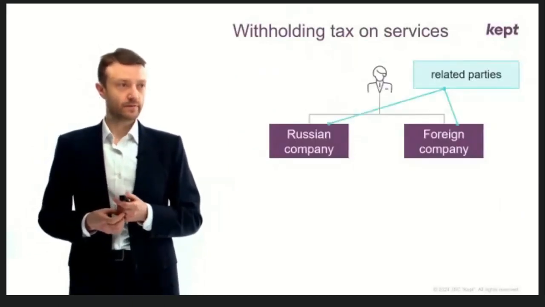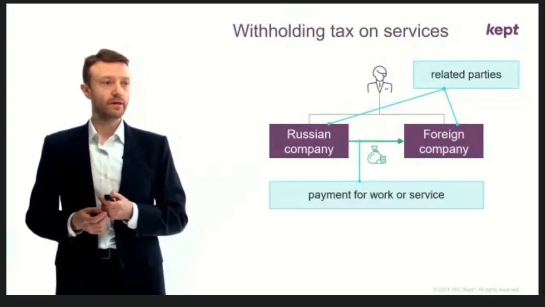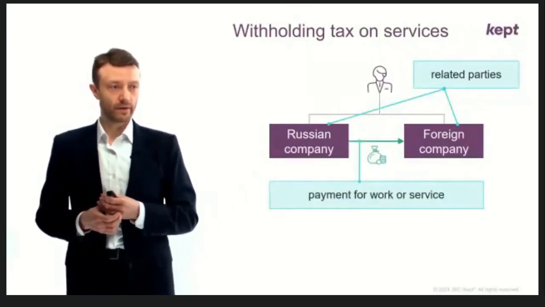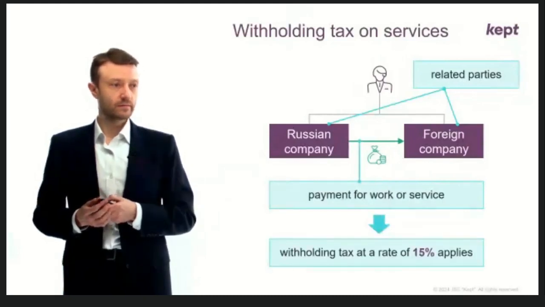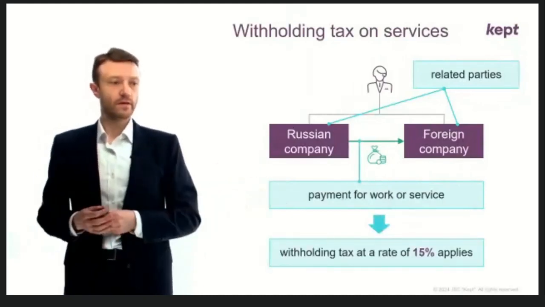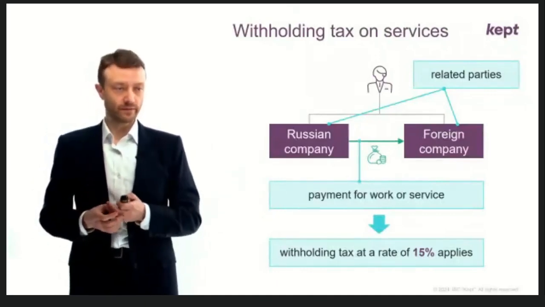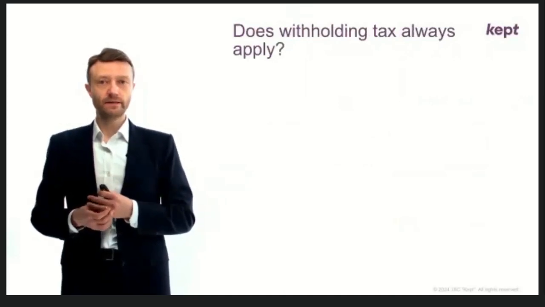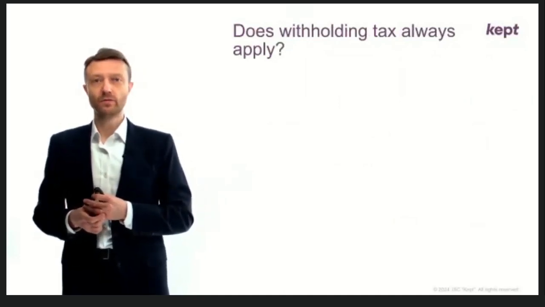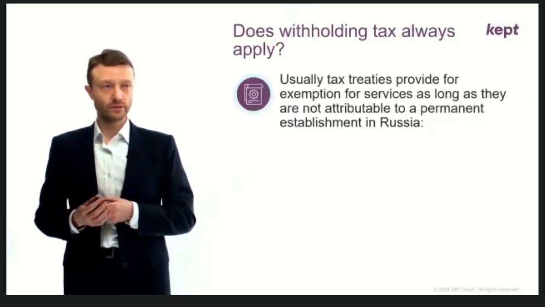Again, the example is very simple. If we have two companies, a Russian and a non-Russian company, and the former pays for services to the latter, then if they are related, withholding tax applies, and the withholding tax rate due is 15%. Okay. But is it inevitable? Is it always the case that withholding tax should apply? And the answer is no. It depends on the situation.